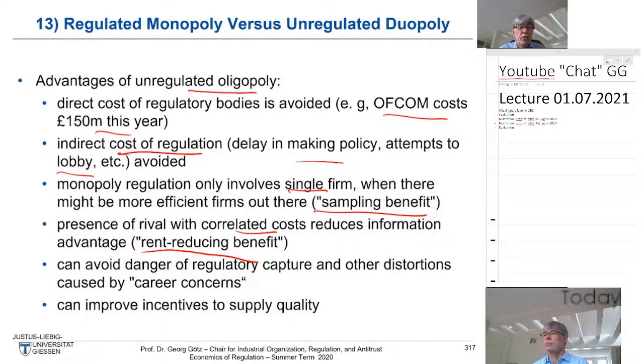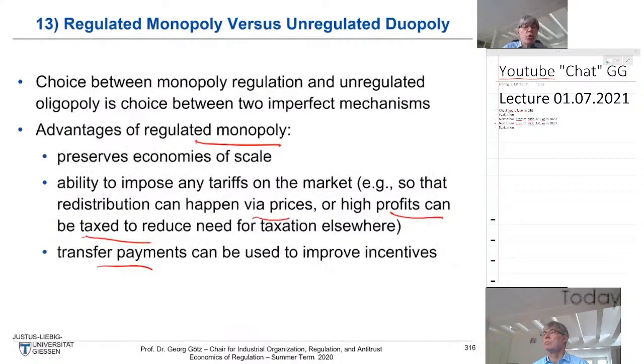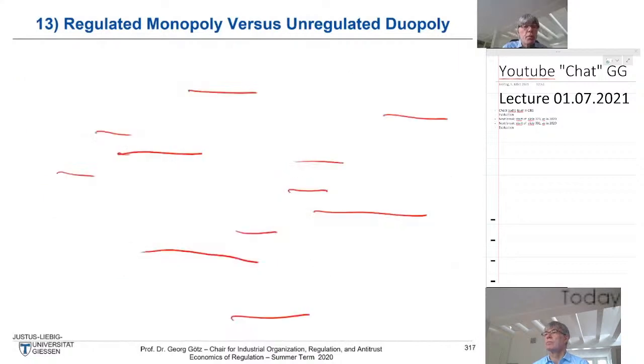At least, in a sense, you have countervailing powers. And finally, competition typically should increase the incentive to supply quality. Okay, so we compare two different, that's what we put on the last slide, two different imperfect mechanisms. And how should we do that?